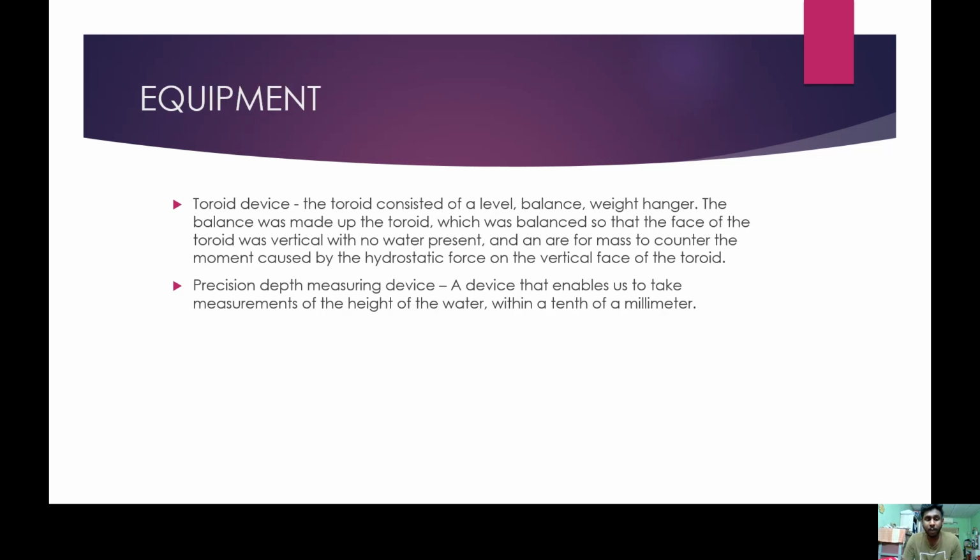In this experiment, we used two types of equipment. The first is the toroid device. The toroid consists of a level, balance, and weight hanger. The balance was made up of the toroid, which was balanced so that the face of the toroid was vertical with no water present, and for the mass to counter the moment caused by the hydrostatic force on the vertical face of the toroid.